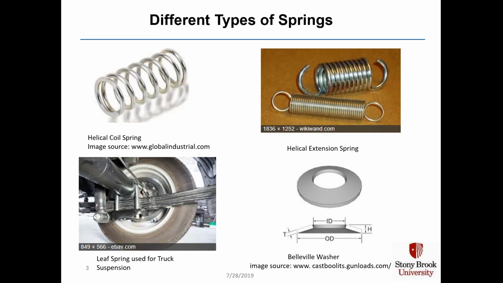You have a leaf spring used for a truck suspension in the lower left. These are what are called the leaves. They're basically flat pieces of steel. And here you have a Belleville washer in the lower right corner. Take a flat washer, give it a radius, press on it from the top, and it is incredibly strong, taking sometimes thousands of pounds to compress it a very little amount.